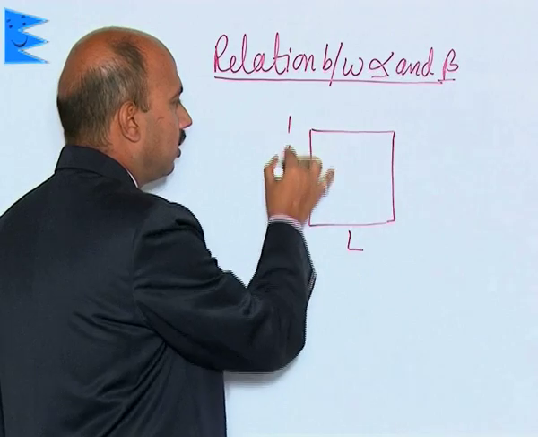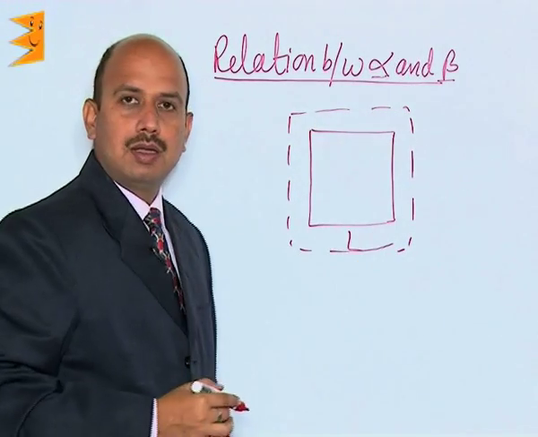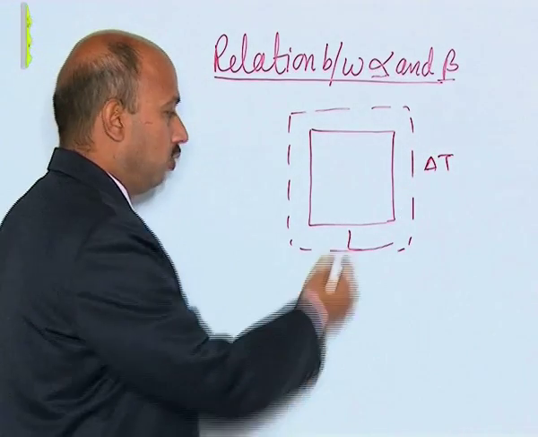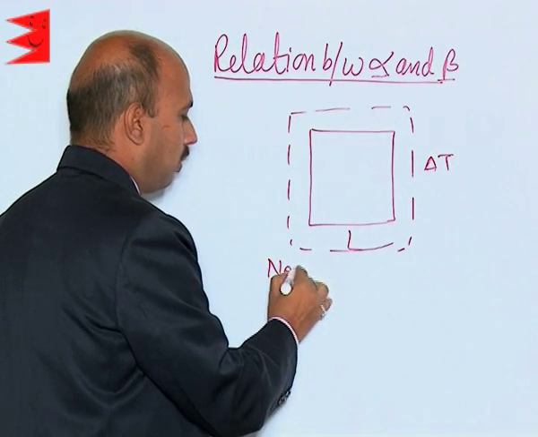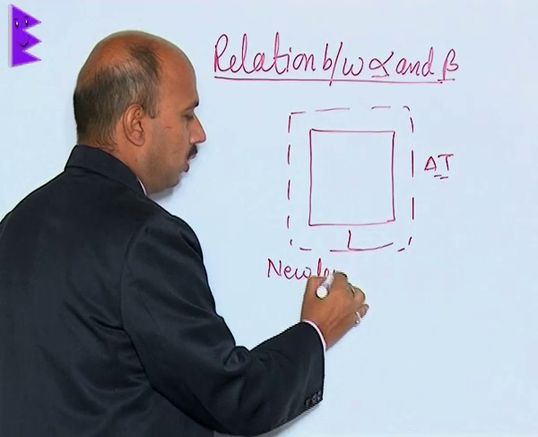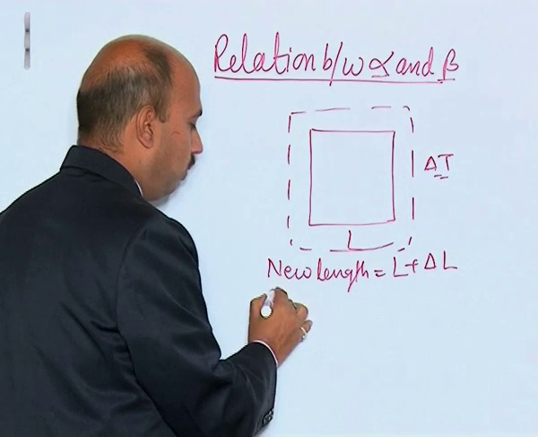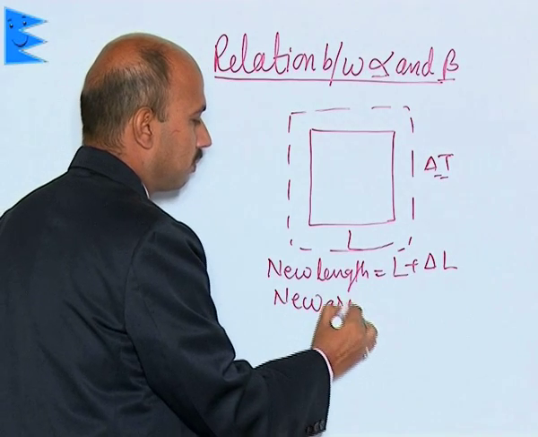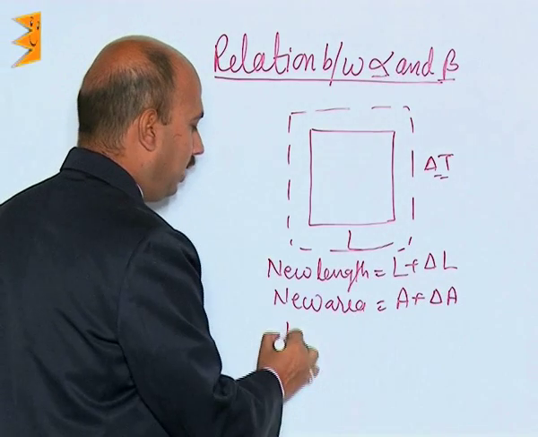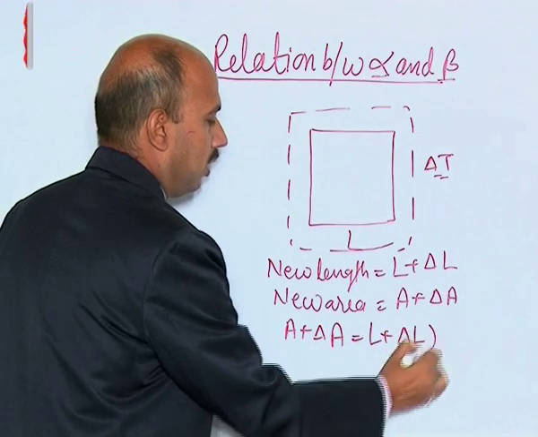When it is heated, its length increases by delta L and area increases by delta A and temperature increases by delta T. So, on increasing the temperature by this amount, new length is equal to L plus delta L and new area is A plus delta A. Now, we can write here A plus delta A is equal to L plus delta L whole squared.